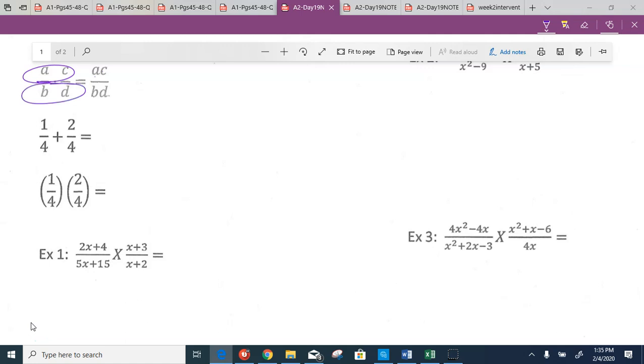Now, there's a quick review. When you're adding fractions, you have to have a common denominator. So in this case, 1/4 plus 2/4 would give us 3/4. Notice that we added the numerators but kept the denominator the same.